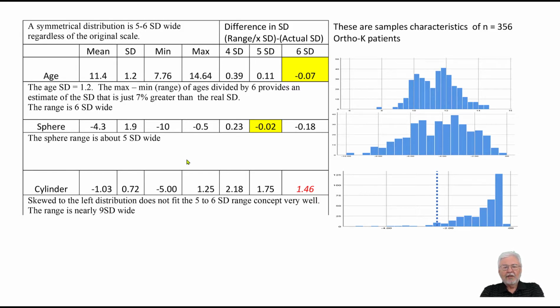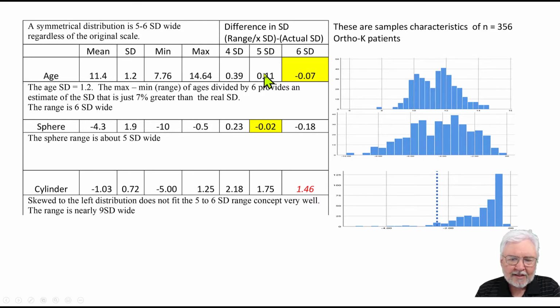I just wanted to briefly touch on the brief that we have given, that little outline. There's a second page, and it has a bunch of measures that were taken from a sample of 356 ortho-K patients. And this is the difference, like 39.39, when you take that range and divide by 4, and you subtract it from the actual standard deviation, 1.2. If you divide that range by 5, the difference is 0.11.